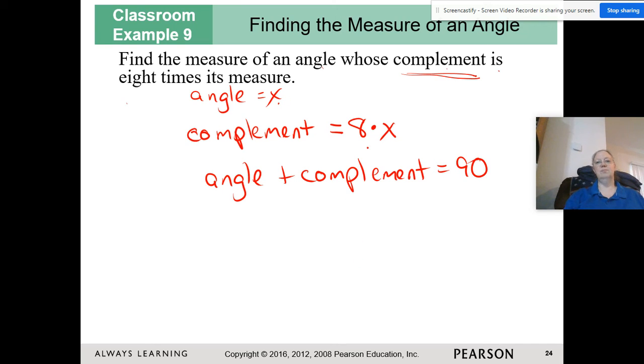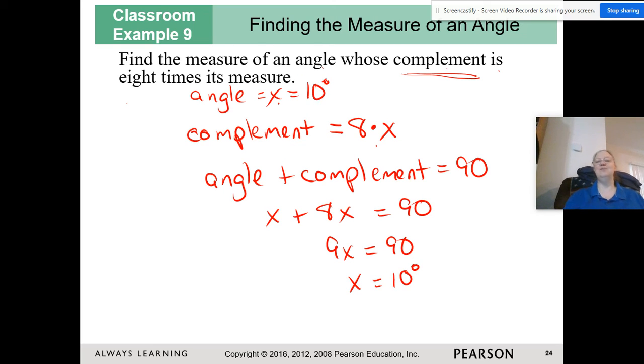So here's my angle, and it said the complement was 8 times. And I'm going to solve. 9x is equal to 90. It's total coincidence that the angle is 10 degrees. That was not intentional for it to be the same as what I had on the last slide. All right, so the angle is 10 degrees. If I asked for the complement, which I didn't, it would be 80 degrees.